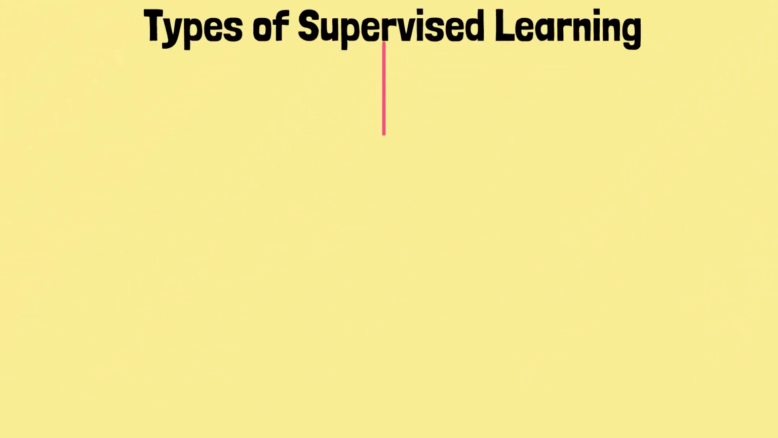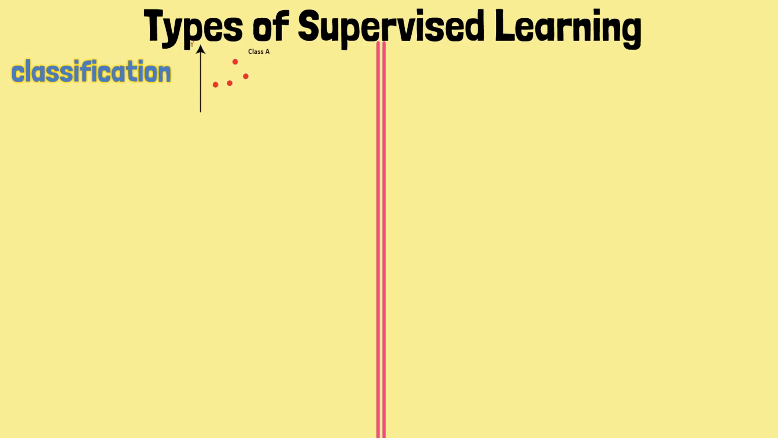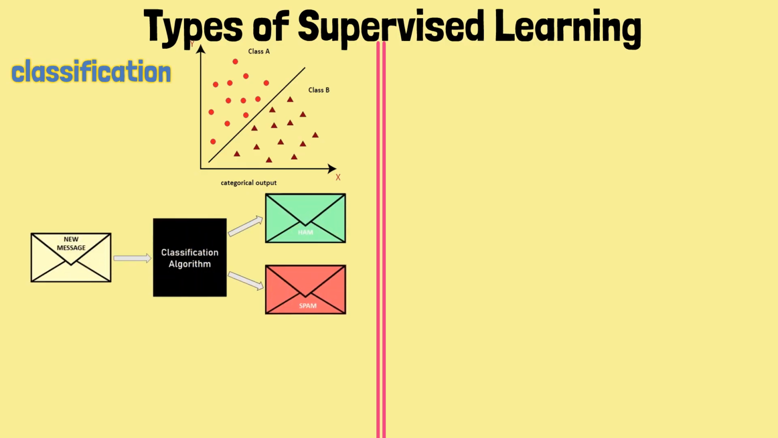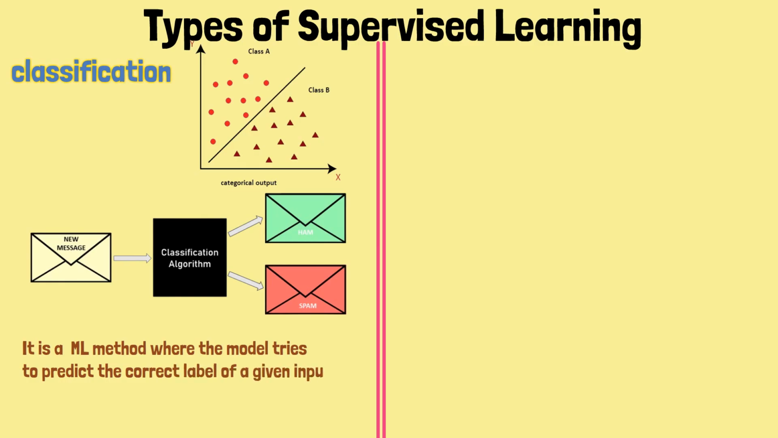There are two main types of supervised learning. Classification: this is like sorting things into categories or groups. For example, think about a mail sorter at a post office that needs to decide whether each letter is for the business category or the personal category. The model learns to classify based on features like the address or sender's name.